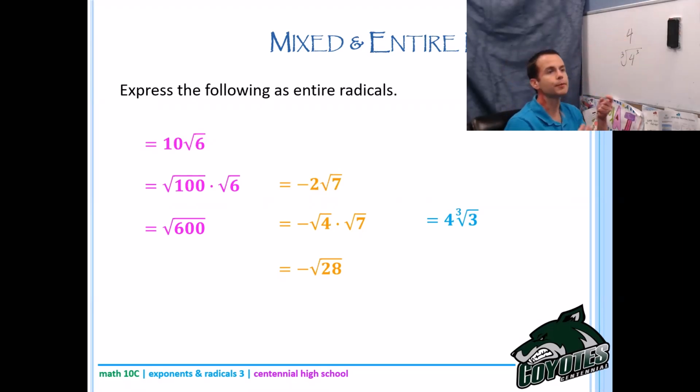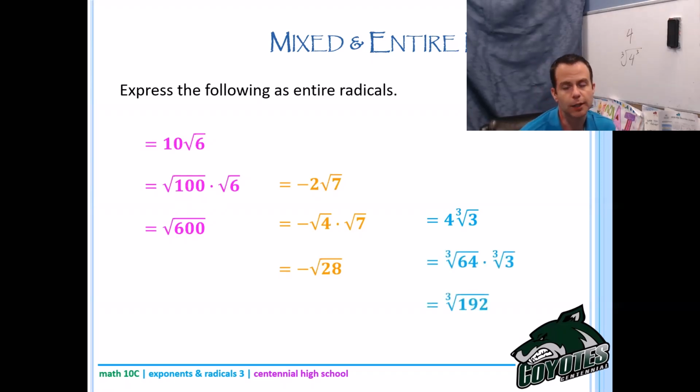So when I was looking for the square root of something, I squared it so I could put it underneath the radical. When I'm looking for the cube root of something, I cube it so I can put the perfect cube underneath the radical so that when I take the cube root, I get to the number I wanted in the first place. Okay, all right, so the cube root of 64 is 4. And then I've got 64 times 3. So my final answer is the cube root of 192.